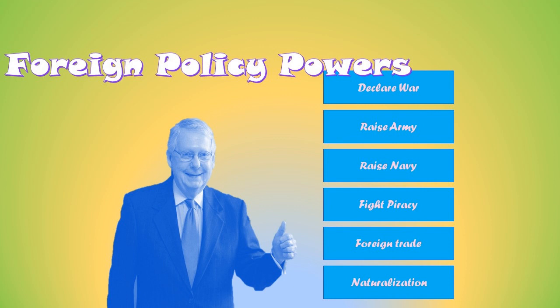Foreign trade we could fit in here too, even though foreign trade's an economic power too. It's also a foreign power. So Congress has the ability to regulate foreign trade. And naturalization, the process by which people would become citizens of the United States. So that's dealing with foreign people coming to the country and ultimately becoming United States citizens. So these are all foreign policy powers of Congress.